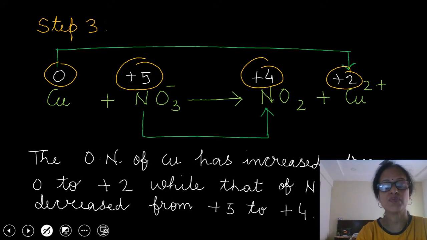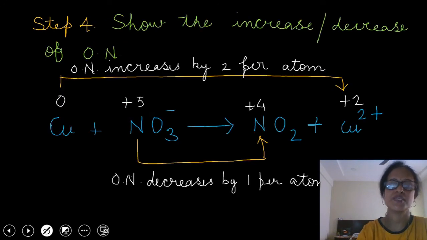In the next step, we will make this increase and decrease equal. We can see here that the oxidation number of copper increases by 2 per atom and the oxidation number of nitrogen decreases by 1 per atom.